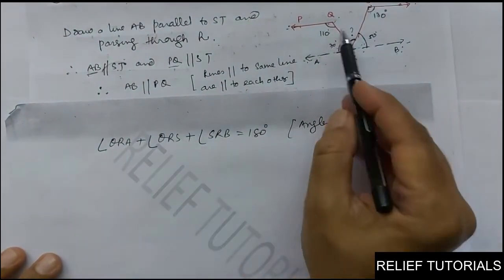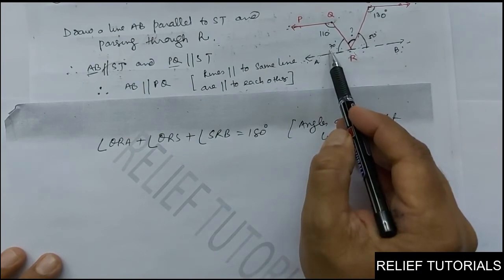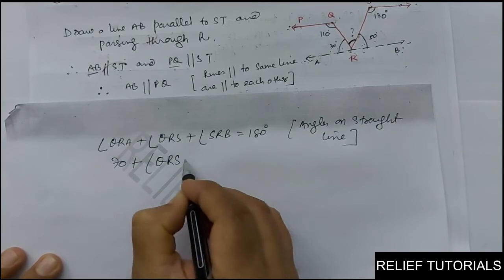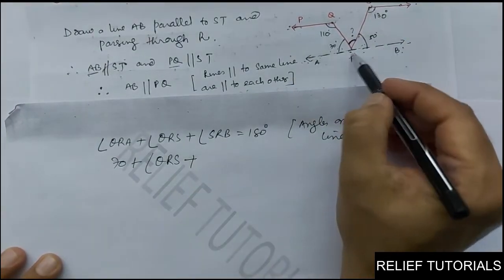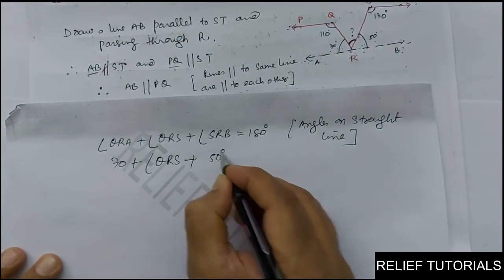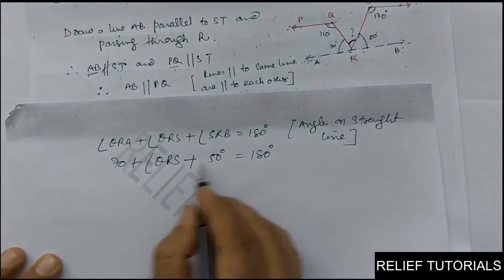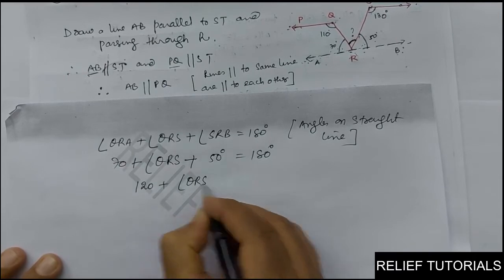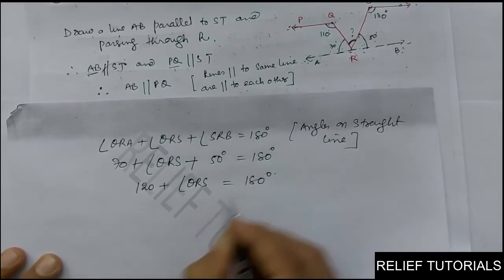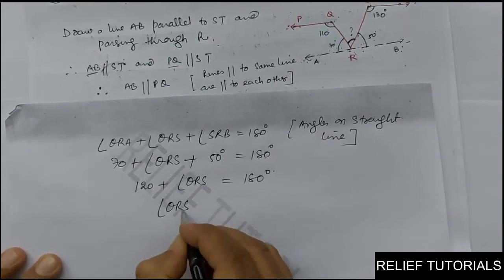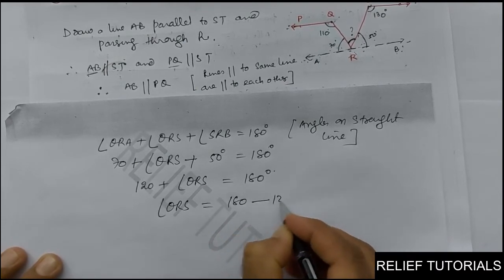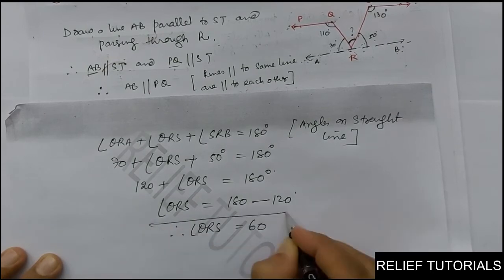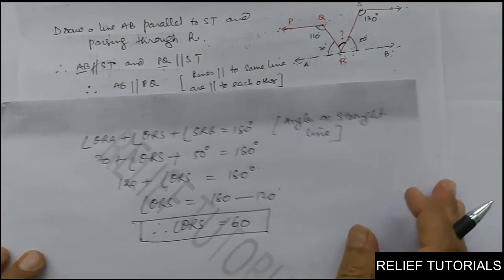Now QRA is 70, we have found that. So this is 70 plus angle QRS, which we have to find out, and angle SRB, which we have already found, that is 50 degrees, is equal to 180 degrees. 70 plus 50, so we can say 120 plus angle QRS is equal to 180 degrees. So angle QRS is equal to 180 minus 120. Therefore angle QRS is equal to 60. Have you got it, friends?